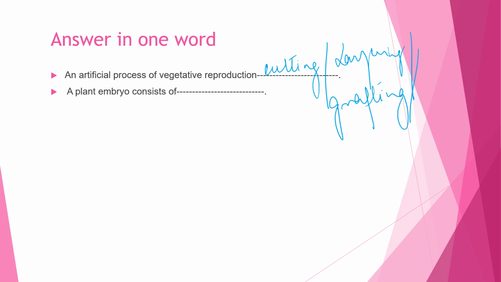Cutting, layering, grafting, tissue culture. So these all are various types of vegetative reproduction or vegetative propagation, right, by artificial methods. So any one of them is correct. You can write any one of them.